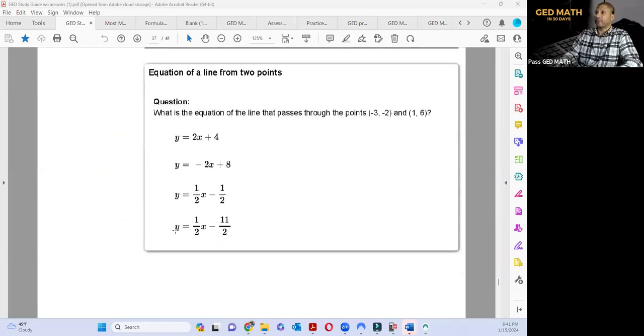Okay. What is the equation of the line that passes through the points minus 3, minus 2, and 1 comma 6? Again, people look at this and they say, oh my God, this is so hard. No, it is not. Again, for the equation of the line, you need two things. You need the slope and you need the y-intercept. Well, I know how to find the slope from 2 points. How do I know? Because it's on my formula sheet.